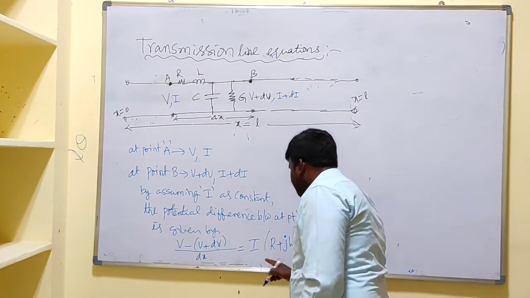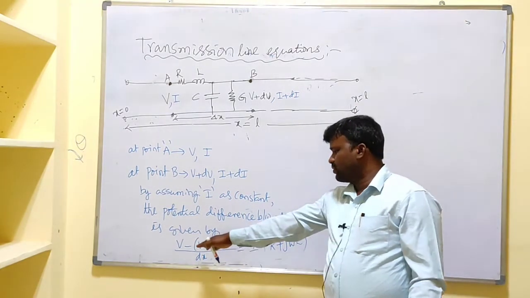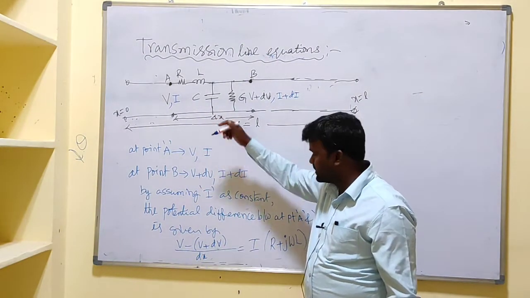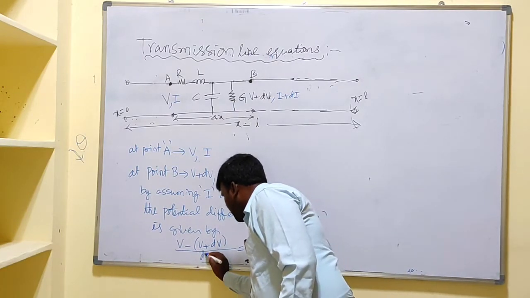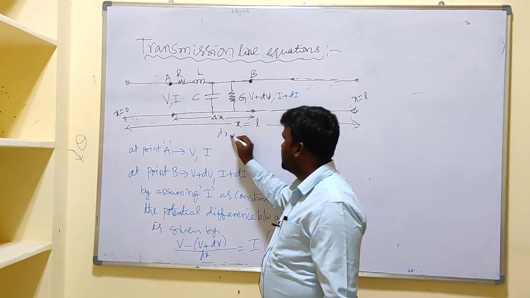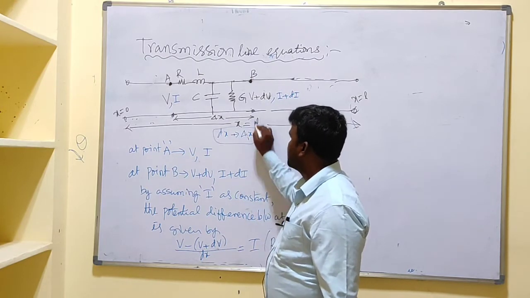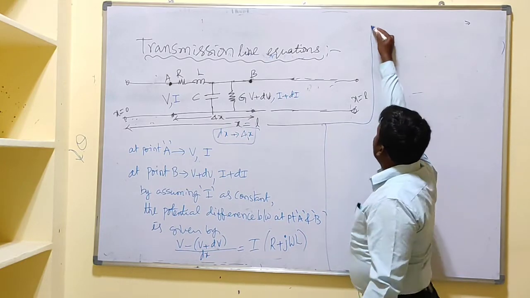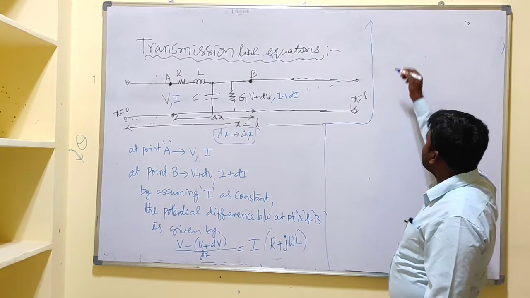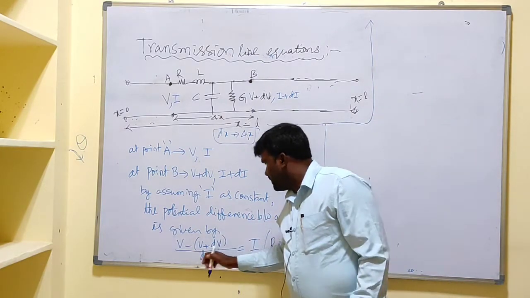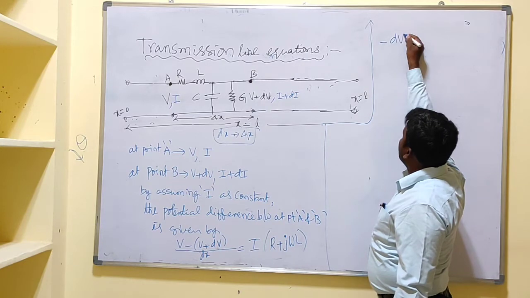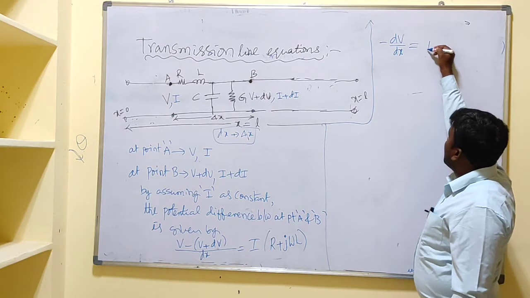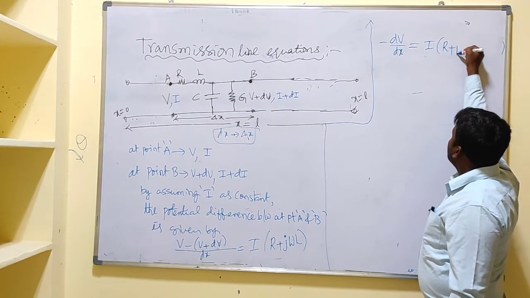It is simply V equal to I into Z, where V is the potential difference we consider. Potential difference per unit distance, that is dx or delta x, both are the same. In this case, V minus V plus dV gives minus dV by dx, which is equal to I into R plus j omega L.